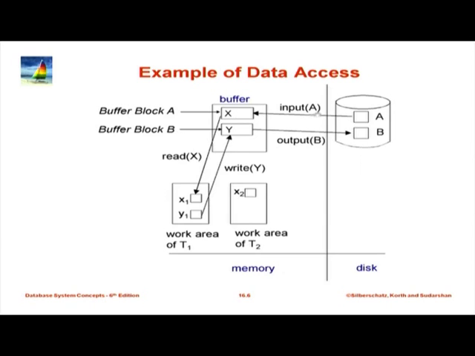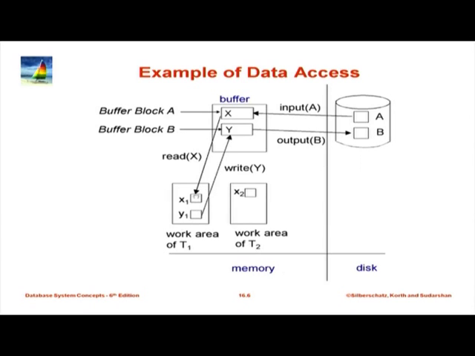So this is shown schematically here. This is the buffer, and the buffer has several blocks. Two of them are shown, A and B. Input A copies the block from disk into buffer. Output B copies the block from buffer to disk.